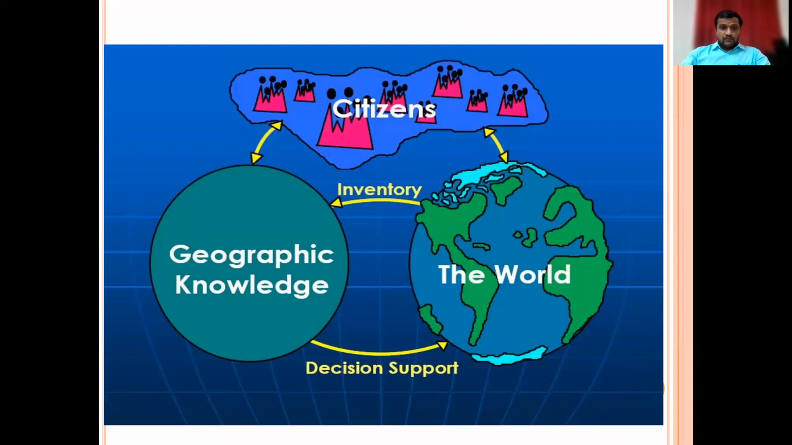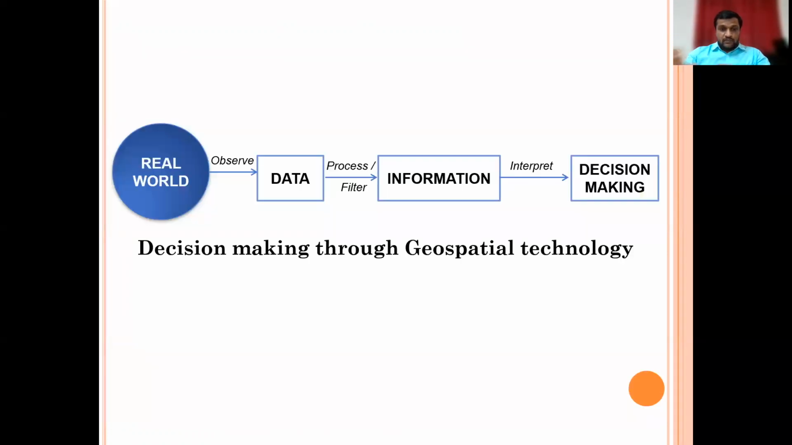Okay, so whatever data sets and geospatial technologies we are having, these are geographical knowledge. We can apply this geographical knowledge to solve any real world problem by having inventory as well as some decision making approach that may be useful for the welfare of human beings and society. So the decision making can be done through geospatial technology. When we talk about geospatial technology, it helps us to work for the decision making process that is starting from the real world problem.